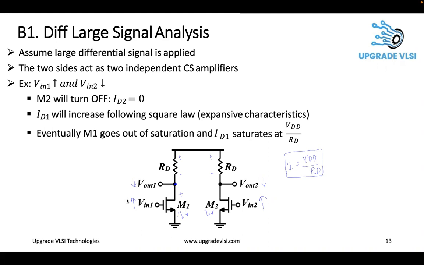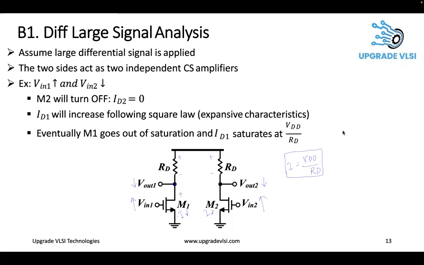In the differential stage, we saw if this increases, then this will reduce. Because of that, one will be pulled to supply, another will be pulled to ground. But in case of common mode, both will be pulled to ground or both will be pulled to supply voltage.